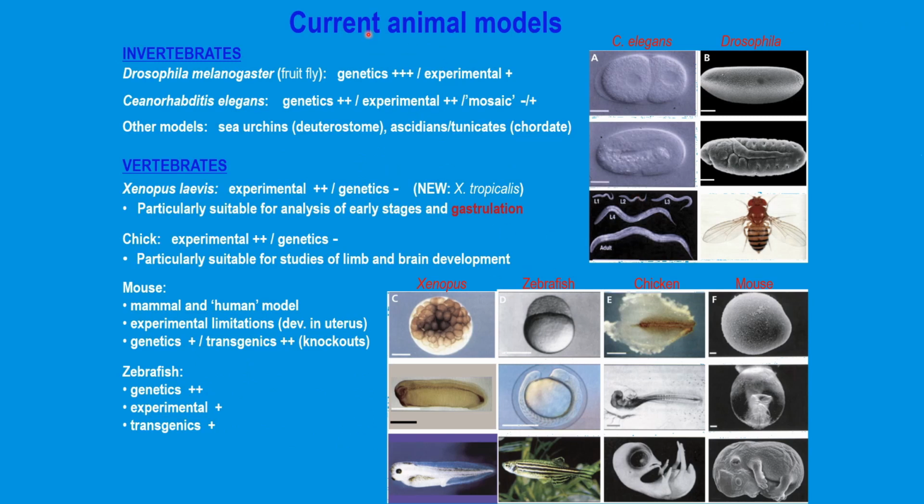And here's another slide on current animal models. Most of this I have covered already with the invertebrates, but I just wanted to mention some of the other models like the sea urchins and the ascidians and tunicates, because some of you maybe will take them up. And these are models that are less well described, and they are involved in pushing those models forward.